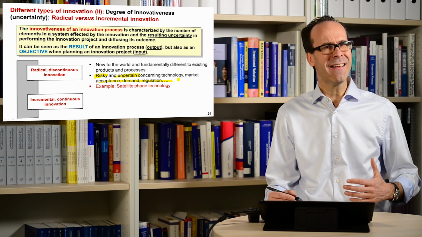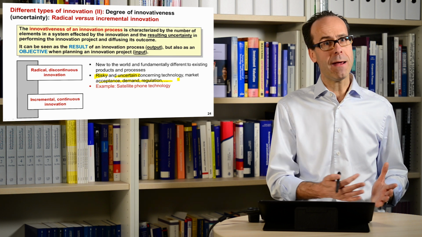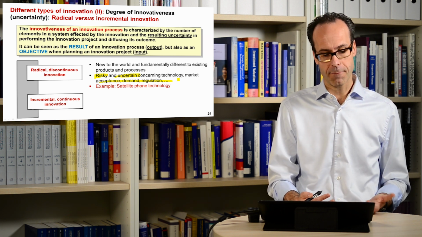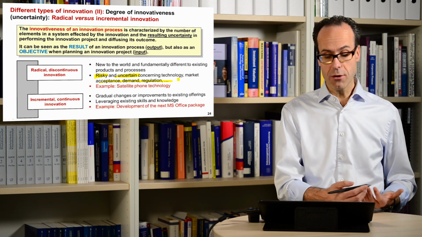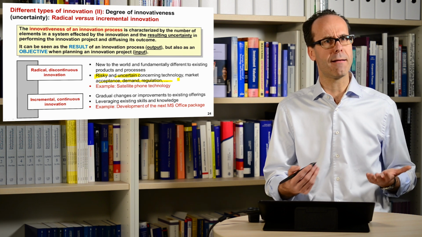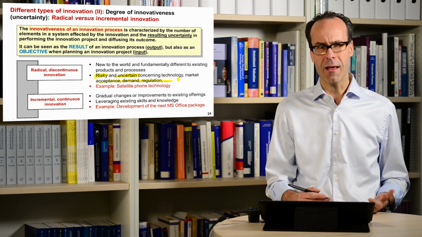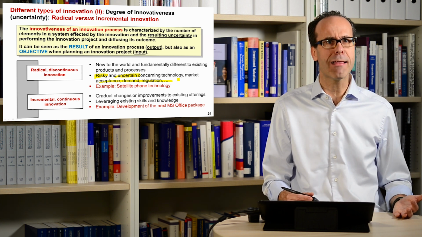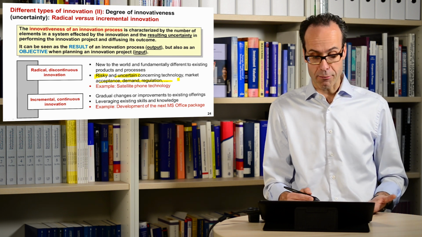And this is something which really has a lot of uncertainty, high risk, and when it would be there, it will be a very different kind of telephone service. Another example, more on the incremental continuous innovation side, is just the development of the next software package. It's not just the next version. And even if very often the software company sells it as a next big thing, for users it's just a little bit of a variation of something they already know.